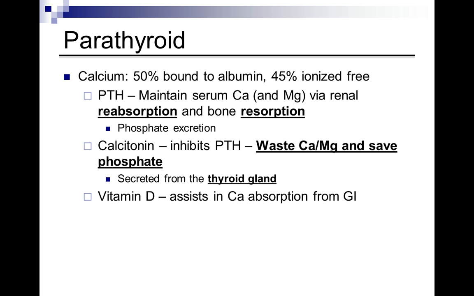The hormone that works counter to parathyroid hormone is called calcitonin. Calcitonin inhibits parathyroid, and so therefore it wastes calcium and magnesium. It causes them to be excreted, and it saves phosphate. Remember that calcitonin is actually secreted from the thyroid gland, not from the parathyroid glands. And finally, vitamin D is a player here also. It assists in absorption of calcium from the GI tract in particular.